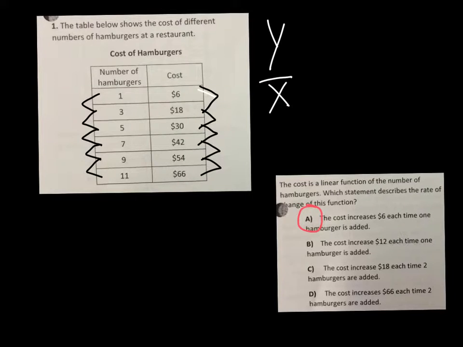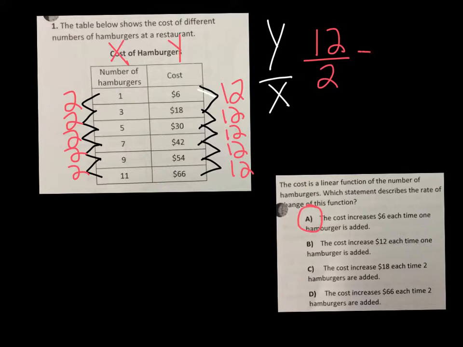Looking at number 1, whenever you have a table, you want to find the change in y over the change in x. So the change here on the y side is everything is going up by 12. And then on the x side, everything is going up by 2. When I looked at your test, a lot of people showed that, but then missed the final step where you have to put them in the ratio of y over x. When you simplify that, you get 6 over 1, which equals 6. That's why the correct answer is A. The cost increases $6 each time one hamburger is added.